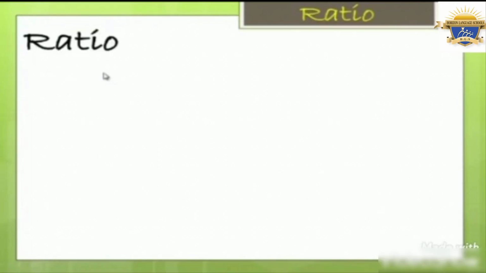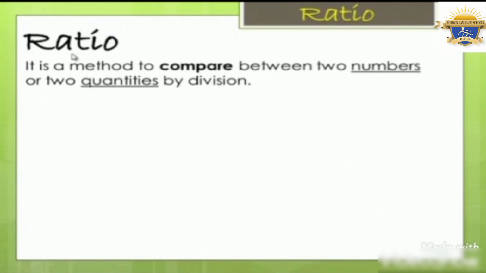Today, our lesson is called Ratio and Rate. First, we have to know the meaning of ratio. Ratio is a method to compare between two numbers or two quantities by division.